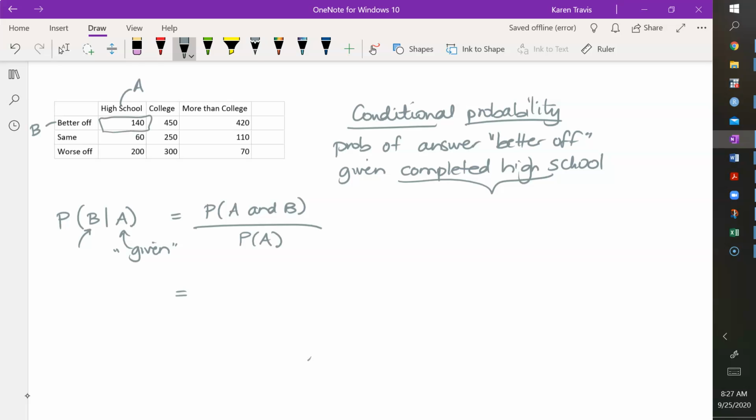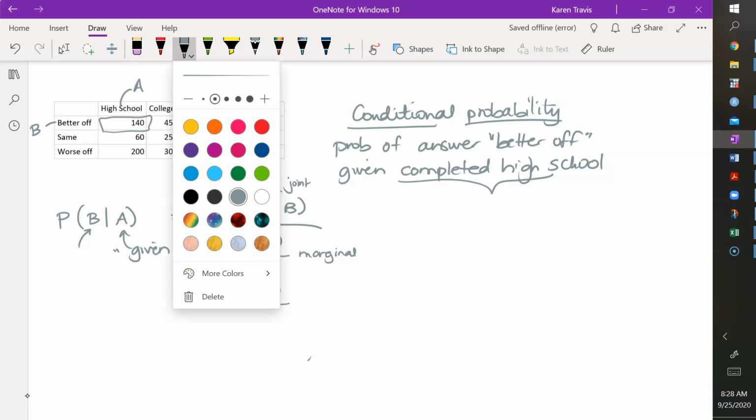So we're going to use this information and we're going to remember that it's out of 2,000. So the chance out of everyone that we would pick somebody that was better off and they finished high school is 140 out of 2,000. That's the numerator. That means chance of A and B. Now just chance of A, I'll make a note here, this is the joint and this is the marginal. So the marginal chance of A just means out of everyone that completed high school.